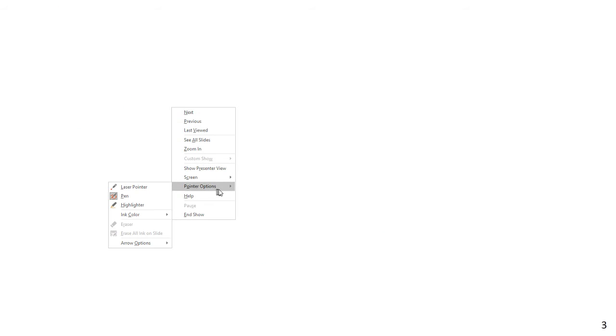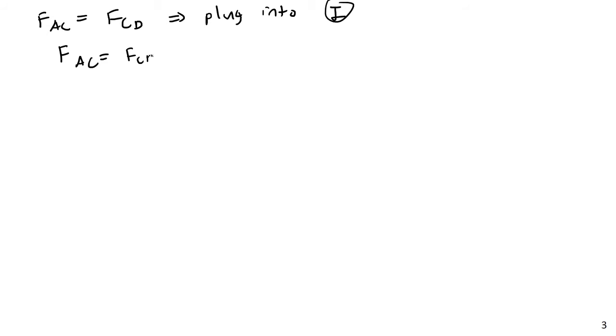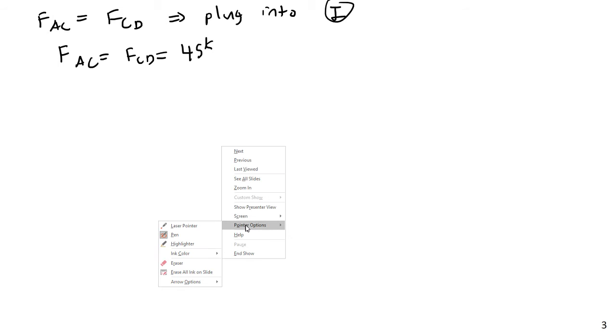So if we plug these in, we're going to get FAC is equal to FCD. Then we plug into equation 1 here, and we'll find that FAC equals FCD equals 45 kips. And so we found the forces in each one. We have achieved our goal, well, in terms of finding the forces.